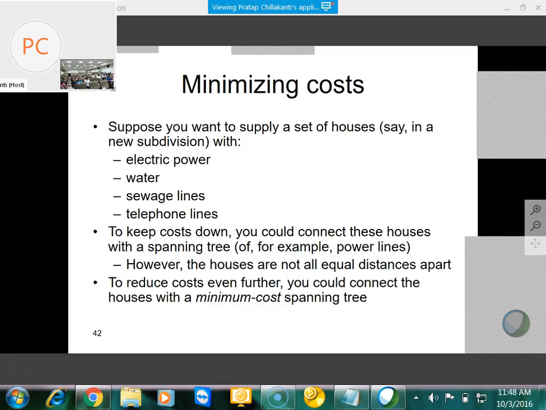You want to supply a set of houses with power, water, sewage lines, telephone lines. So the way you connect them is you are using a spanning tree. I think you should go and ask those civil engineers, or I think it's civil engineers, to do all the houses in India, right? You should ask them, do you use a spanning tree or how do you do that?